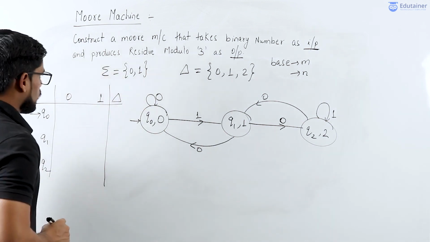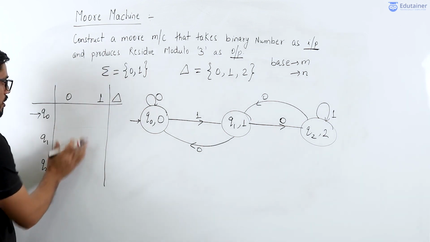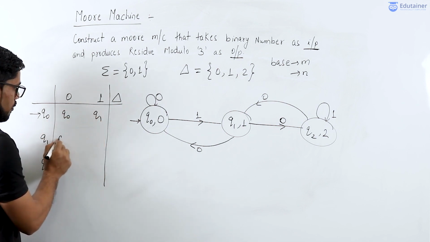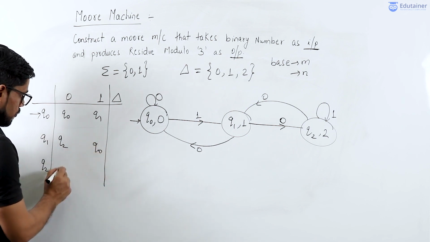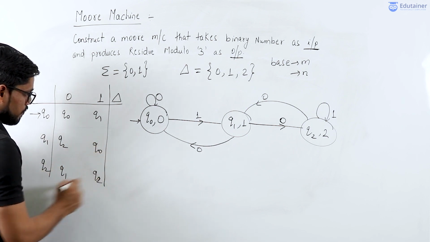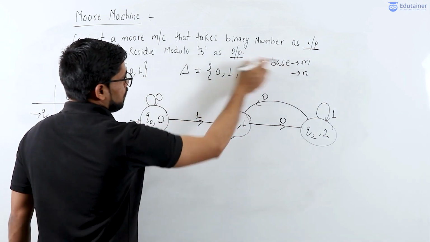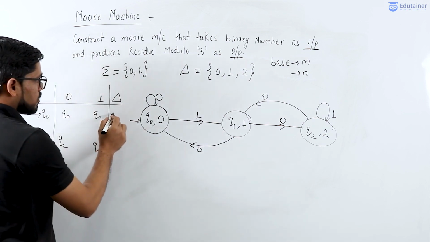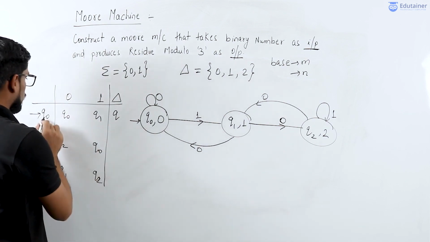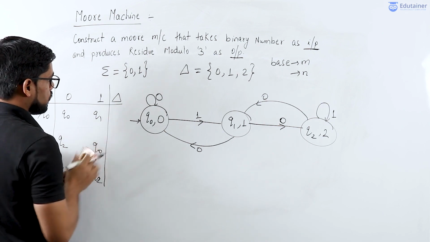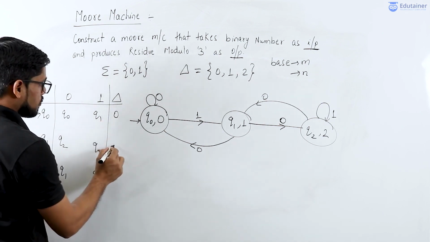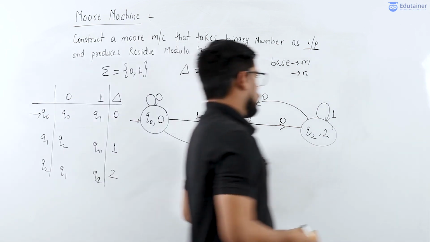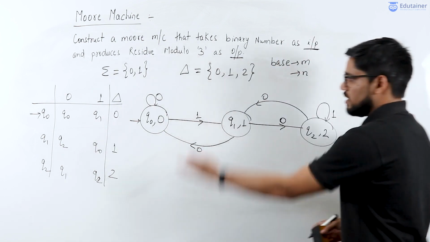Okay, so the moves defined here are Q0, Q1, Q2, Q0, Q1 and Q2 for base 2 and residue modulo 3. And what is the output associated with it? The output associated with Q0 is 0, and for Q1 is 1 and for Q2 is 2. And after seeing the transition table, you can easily draw the transition diagram.